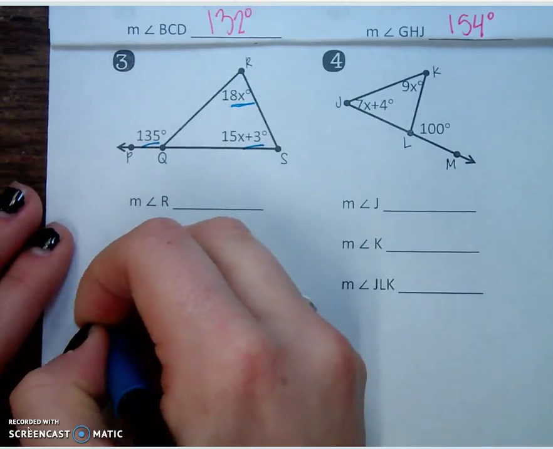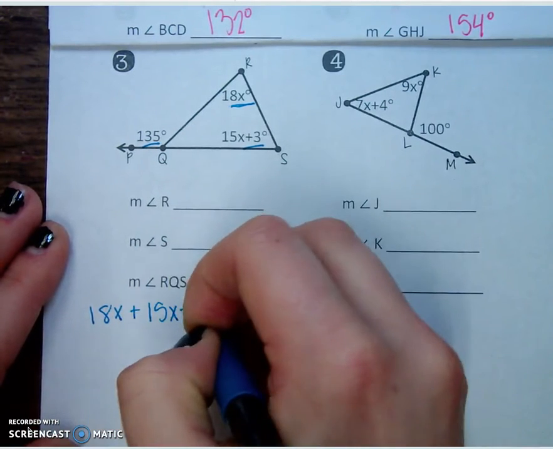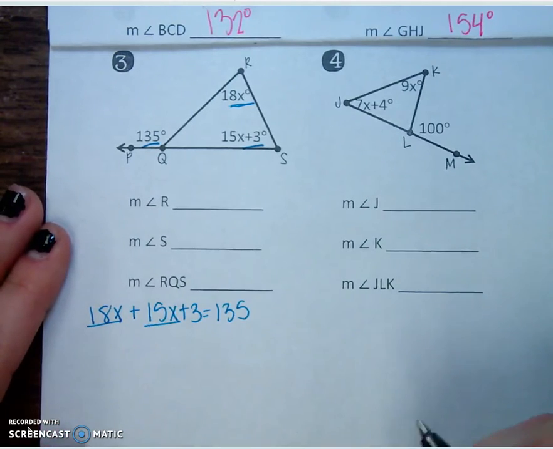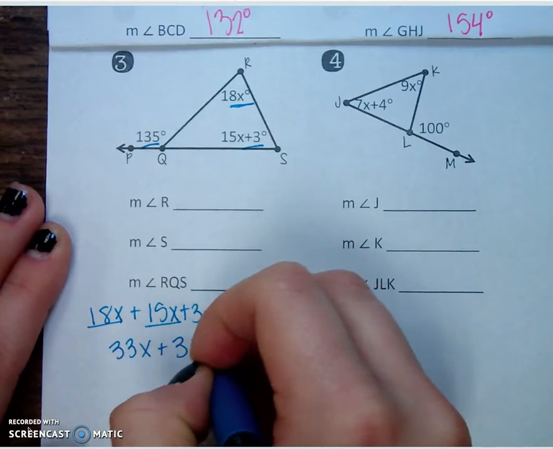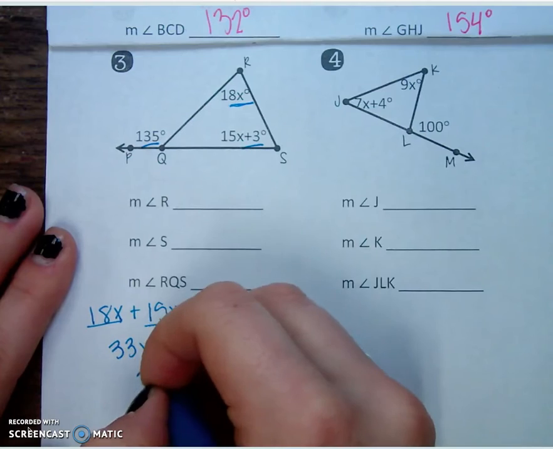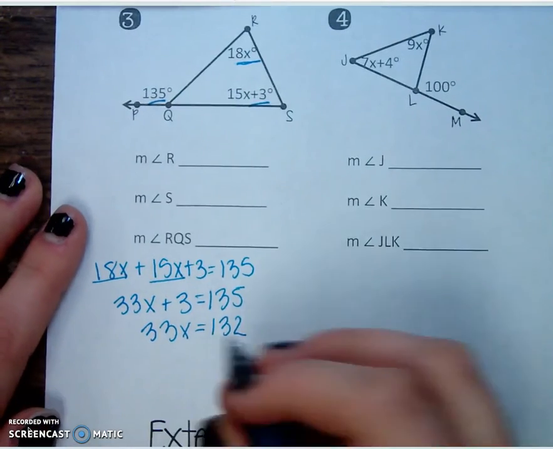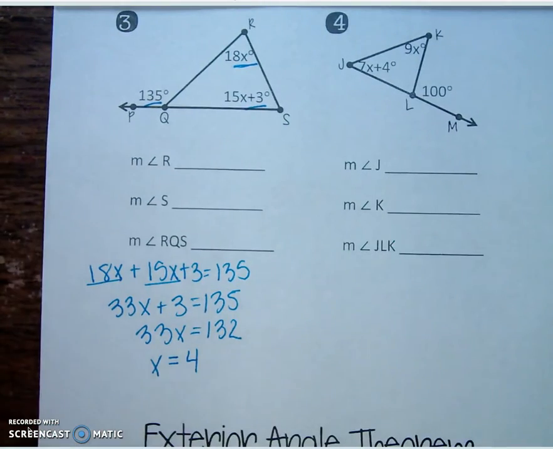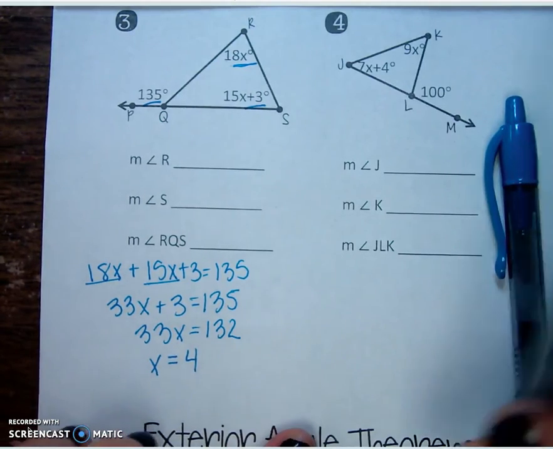So I know 18x plus 15x plus 3 equals 135. Combine your like terms. 18x and 15x is 33x plus 3 equals 135. Subtract 3 from both sides. 33x equals 132. And last step, divide by 33. X equals 4. Now I can solve for each of these angles.